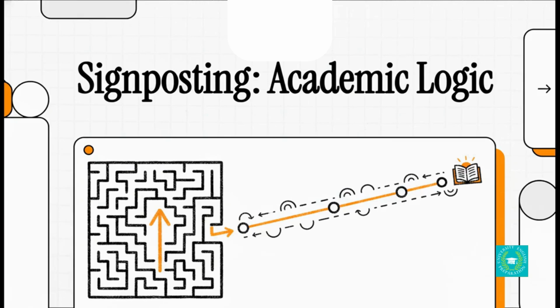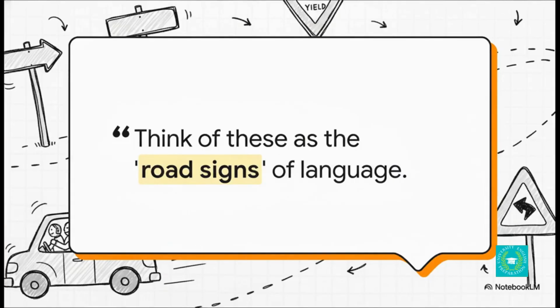You know that feeling when you're reading an academic paper, and even though you get all the words, you just feel lost? Well, the problem probably isn't the ideas themselves. It's the lack of a map. Today, we're talking about that map. It's a tool called signposting, and it's absolutely essential for turning a bunch of complex ideas into a clear, easy-to-follow journey for your reader.